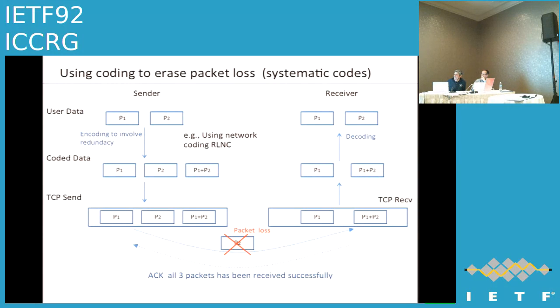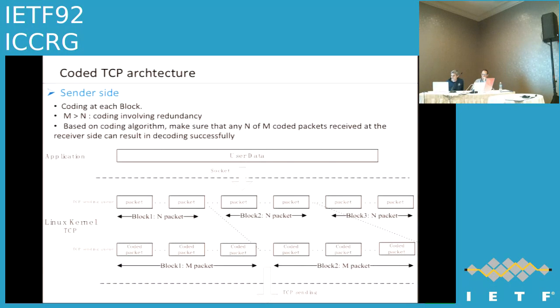We also use systematic coders, and in this case, the original packets and the coded packets are sent simultaneously. This case is similar to the previous one. Next, we introduce the coded TCP architecture on the sender side. User data is sent from the application layer to the encoding buffer, and the encoding buffer consists of coding blocks. The coding blocks contain the same number of original packets, and in this example, the number of original packets is n.